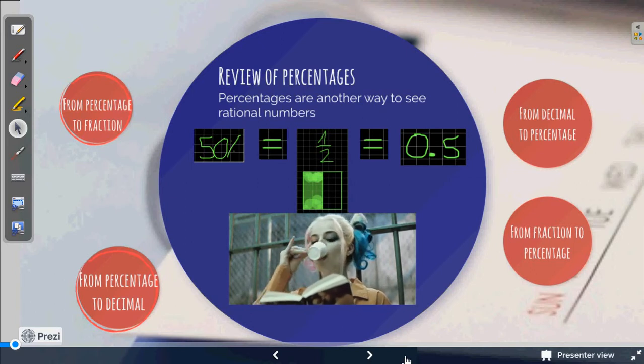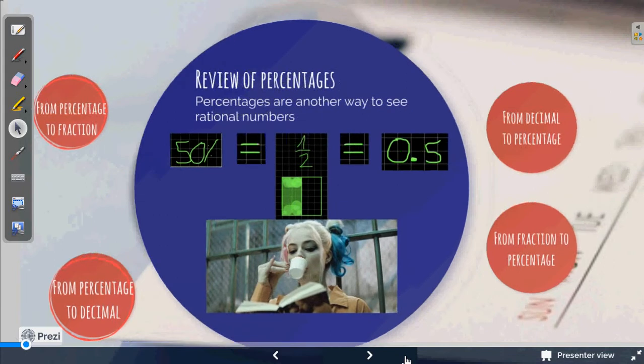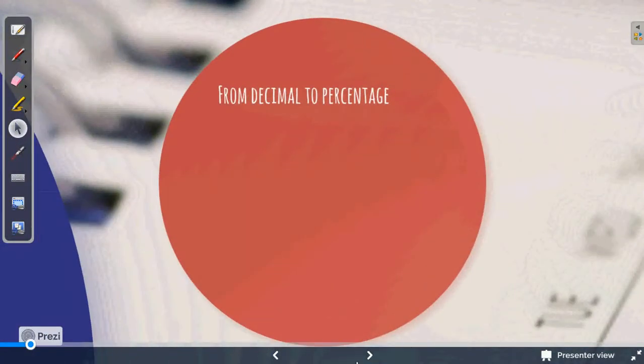Well, there are 4 types of conversions. So there we have them: from decimal to percentage, from fraction to percentage, from percentage to decimal, and from percentage to fraction. And we will take a look at all of them. So let's start with the conversion from decimal to percentage. How can we do that?